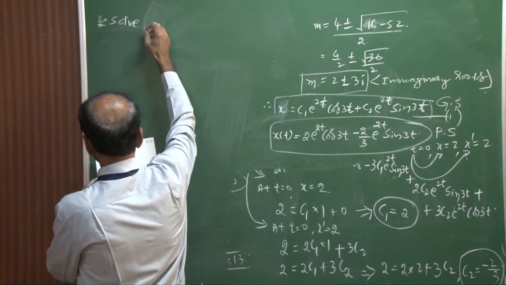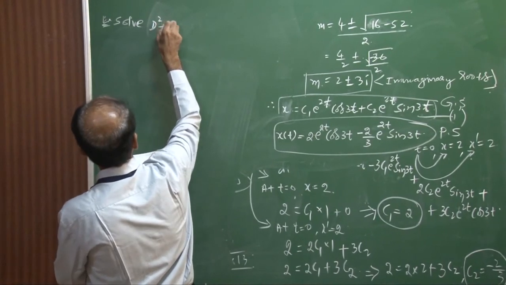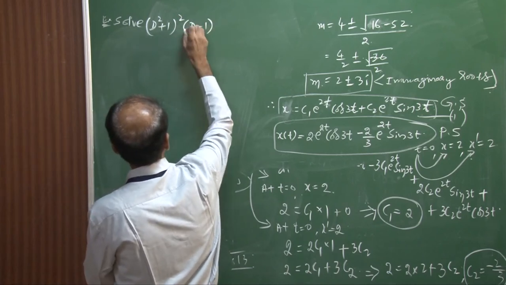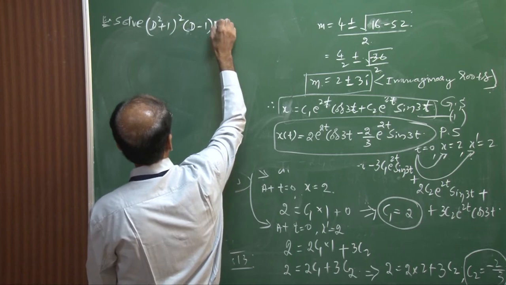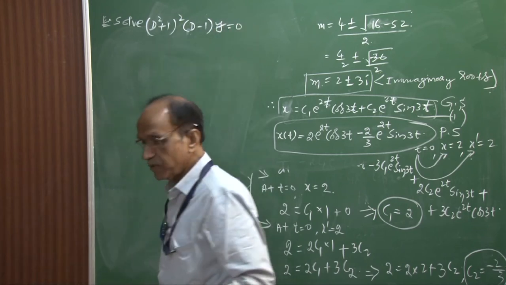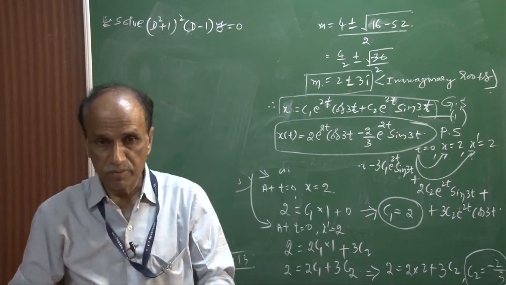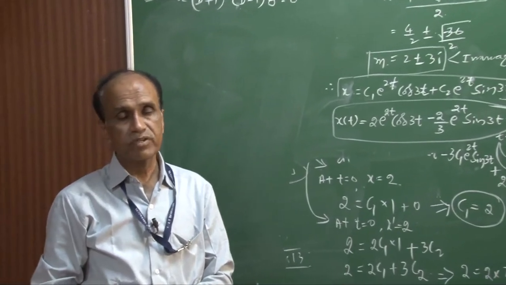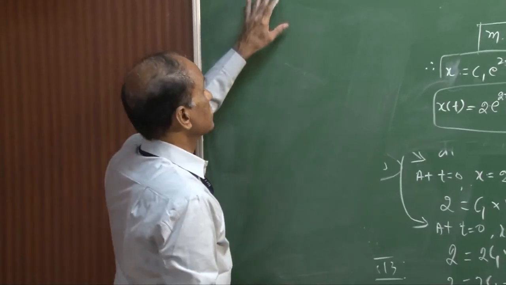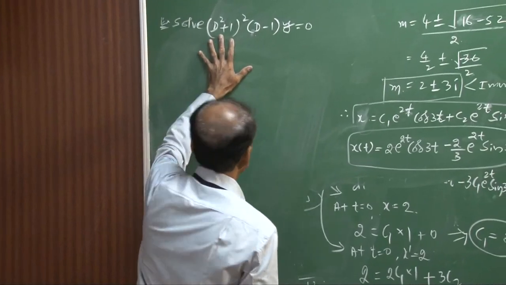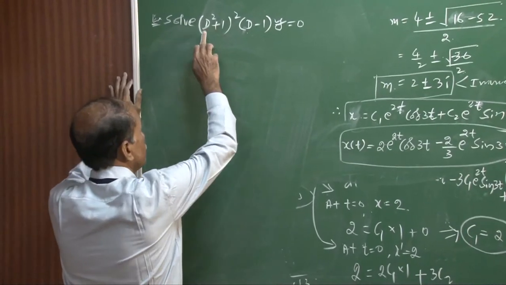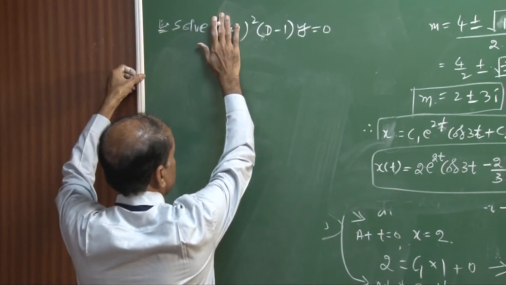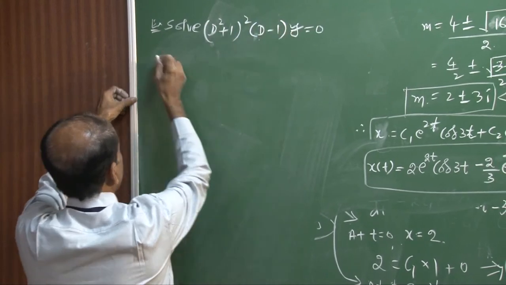Example: solve (D squared plus 1) whole squared into (D minus 1) operating on y equal to 0, without initial conditions. This problem is not given in expanded form, but in the form of factors. What kind of factors? One is a linear factor, another is a quadratic factor. Expanded, it is fourth degree for the quadratic part, but bracket-wise it is second degree, and bracket-wise the other is first degree.